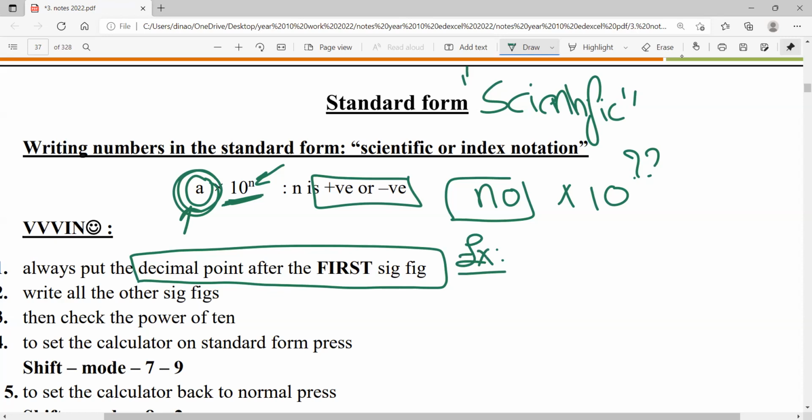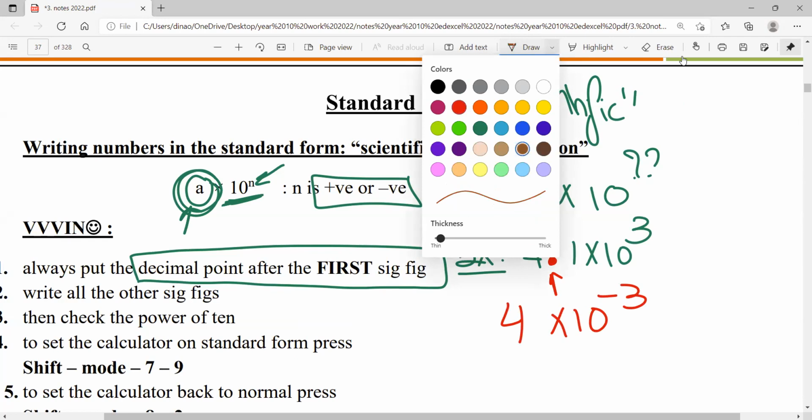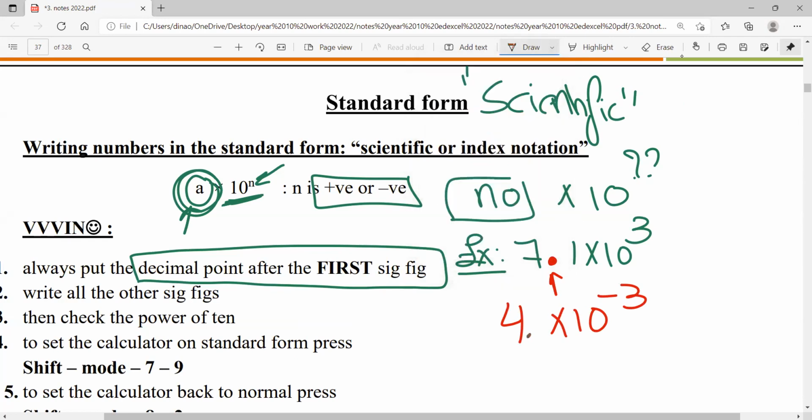So let me give you examples about standard form. If I write 7.1 times 10 to the power of 3, this is standard form because the point is after the first significant figure. If it's written 4 times 10 to the power of negative 3, this is also standard form. You'll say, but Miss, it has no point. No, there is a point, because this 4 could be written as 4.0. So this is standard form or scientific notation. But if I write 0.2 times 10 to the power of 5, this is not standard form, because the point must be after the first significant figure.